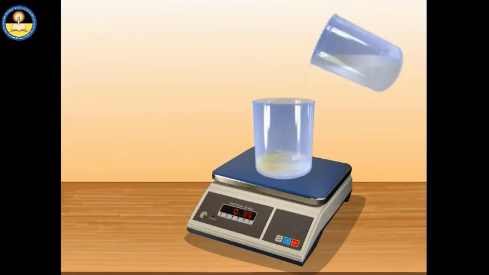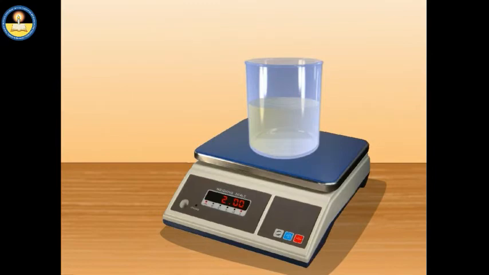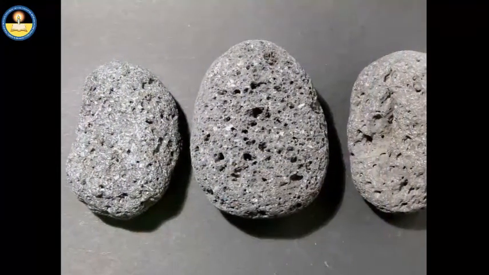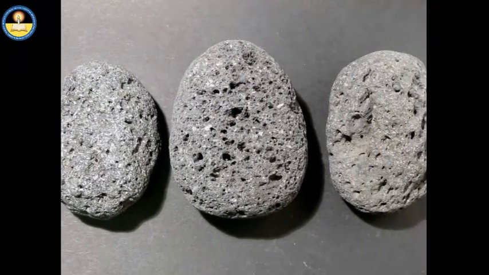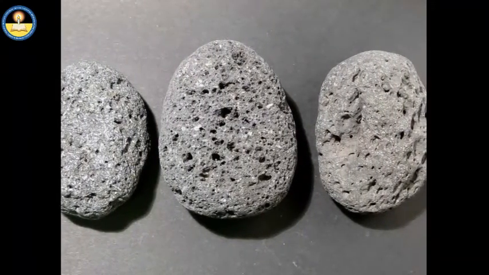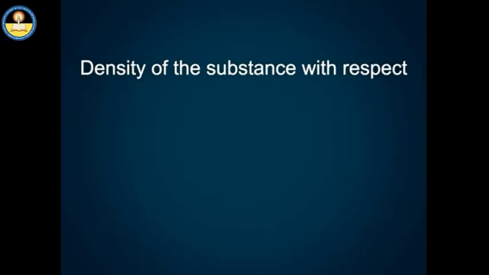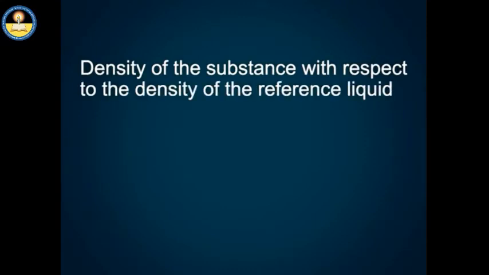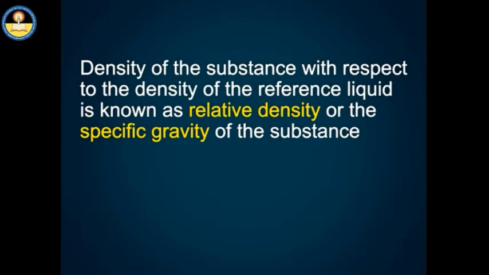Mass of any object can be determined easily by using a balance. But when the object is irregular in shape, it is difficult to measure its volume accurately. In such cases, instead of measuring its density, we determine the density of the substance with respect to the density of the reference liquid, which is known as relative density or the specific gravity of the substance.